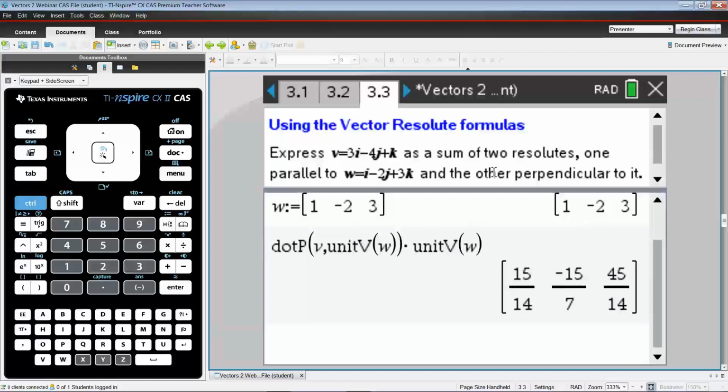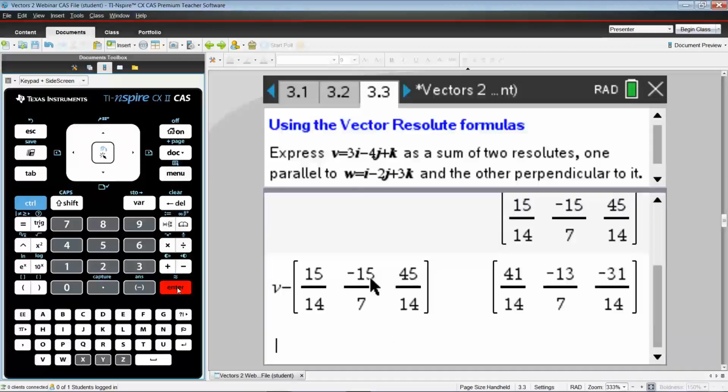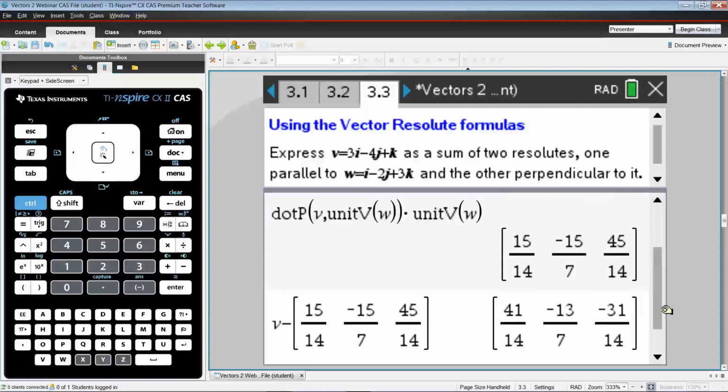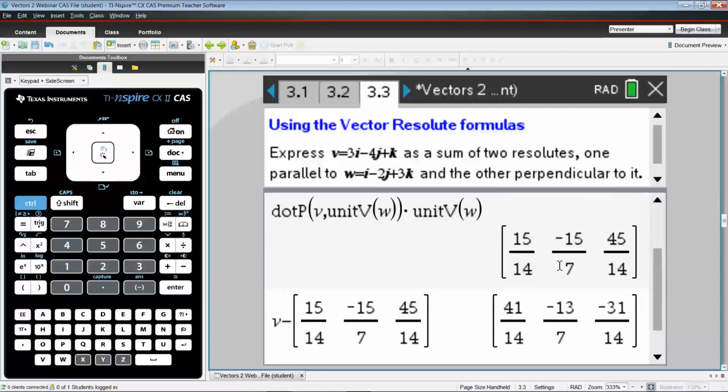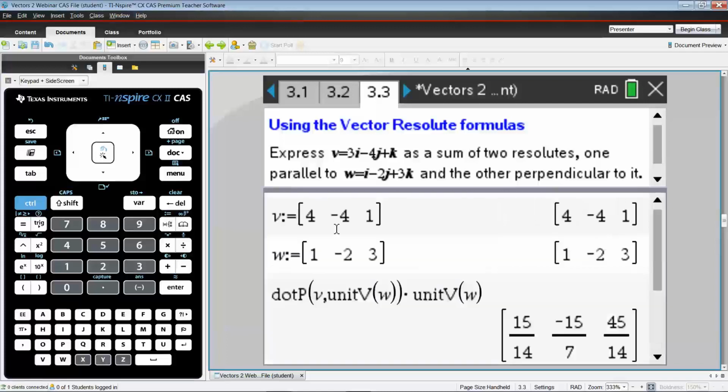And I want to find the perpendicular resolute. According to the formula, the perpendicular resolute is V minus the previous result. So I just pressed up, enter, enter again. There we go. So I've now got the two vectors: this is the vector resolute of V parallel to W, and this is the vector resolute of V perpendicular to W. Now, I could add them on the calculator, and it should simply give me back V.